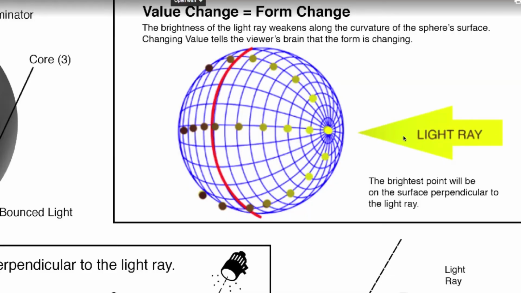Here's an image of a light ray. And where that light ray directly impacts on this sphere's surface, that's going to be the brightest point, the area that's perpendicular to it, kind of like hitting a wall. Now you notice, as the surface of that sphere curves, see how the dots get a little darker? That means not as much light is hitting that area. So as the form changes, the values get darker. So value change equals form change.